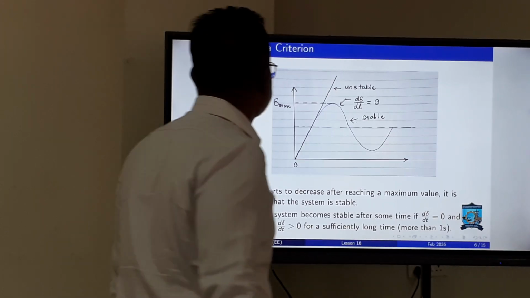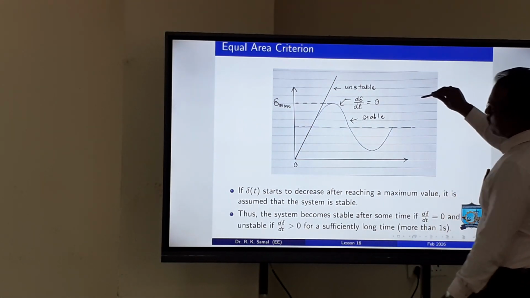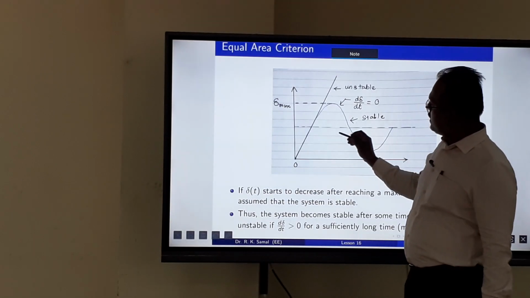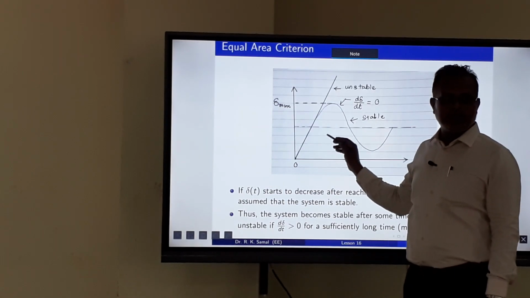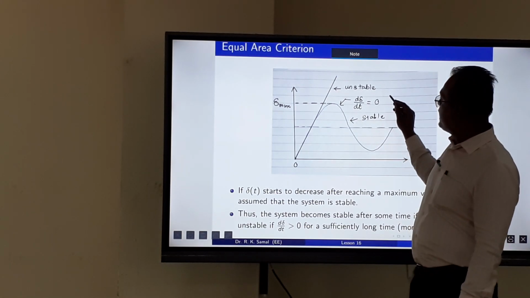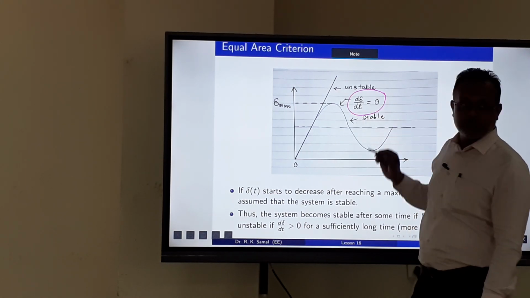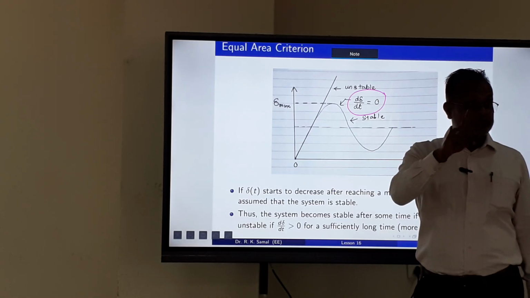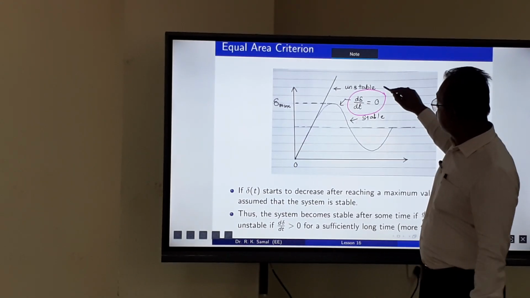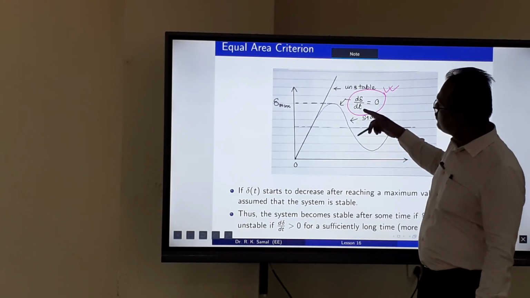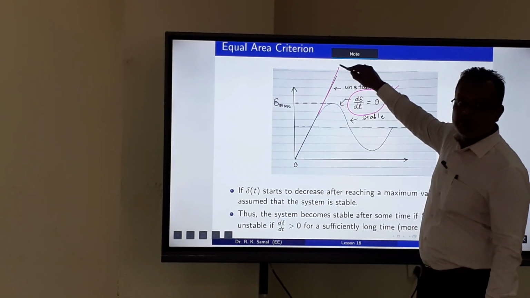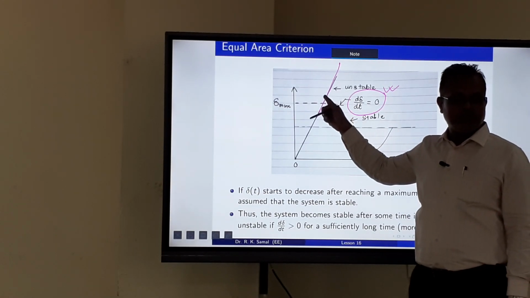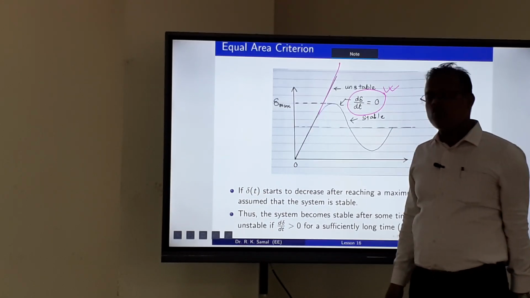So understand the concept of equal area criterion. It says if the generator is swinging, and it is approaching a condition where d delta by dt is equal to 0, that means it has reached the peak. But if it is not encountering d delta by dt equal to 0, that means it is monotonously increasing, an unstable case. If the first happens, it's a stable case. If the second happens, it's an unstable case. That is the simplest way of saying it.